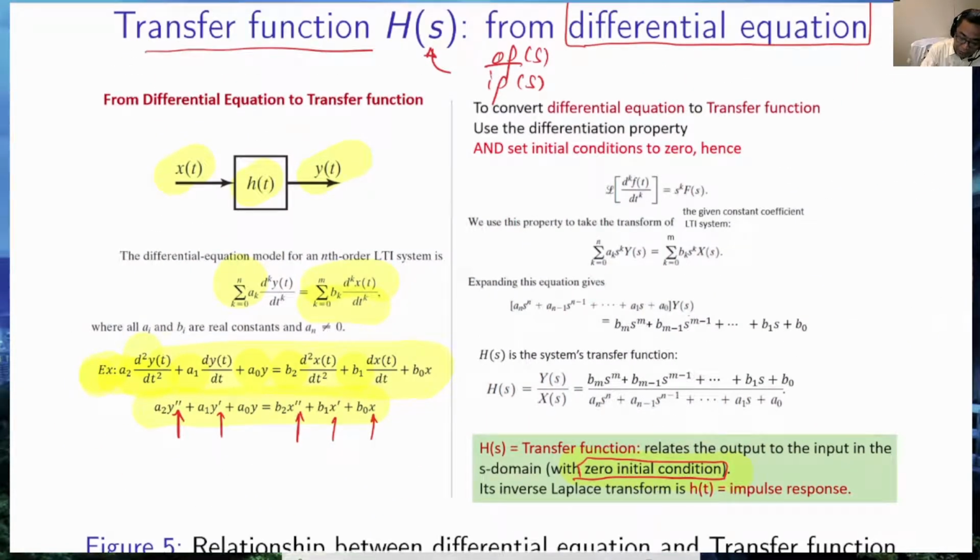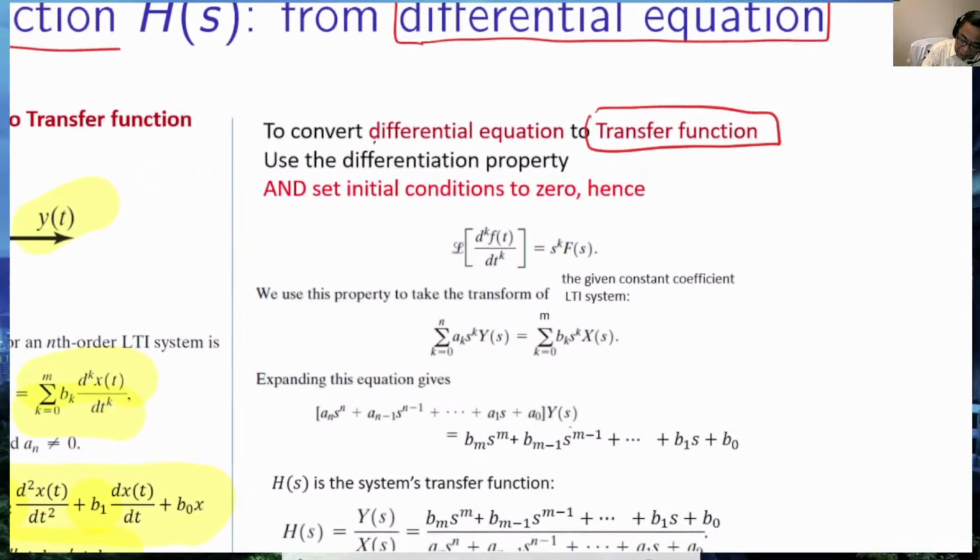Okay, now what do we do? Well, we want to convert this differential equation into something called a transfer function. The transfer function is the description of the differential equation in the S domain. So we use the differentiation property, and most importantly, I reiterate, we have to set the initial conditions of the y side to be 0. Okay, only the y.